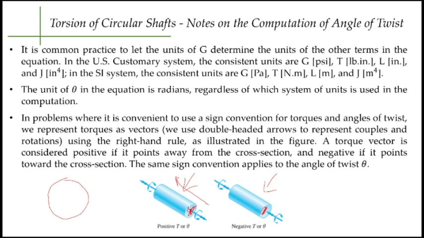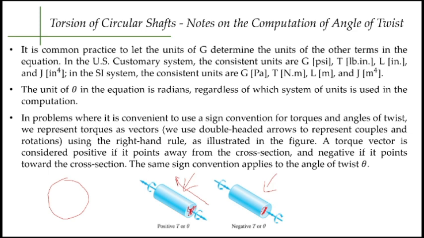Now, the unit of theta, which is the angle of twist in the equation, is always radians, regardless of which system of units is used in the computation. So please be very careful. Radians. In some problems, they will ask you to report your final answer in degrees. So of course, you just have to recall your trigonometry in converting radians to degrees.